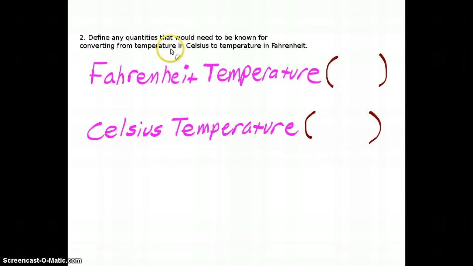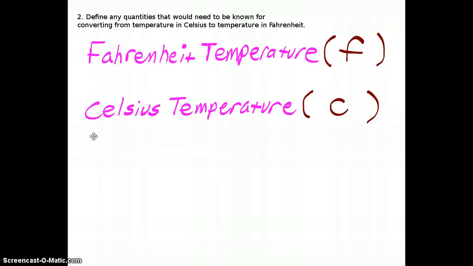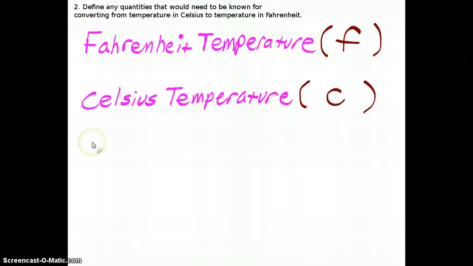Well, because we're trying to develop a formula, there's obviously going to need to be a variable for both the Fahrenheit temperature and the Celsius temperature. So for this example, why don't we just say that we're going to use a lowercase f for Fahrenheit temperature and a lowercase c for Celsius temperature. Now this will help get you started on problem number 3. Remember, what problem number 3 asked you to do was to create two ordered pairs of related temperatures and explain why they would be logical.